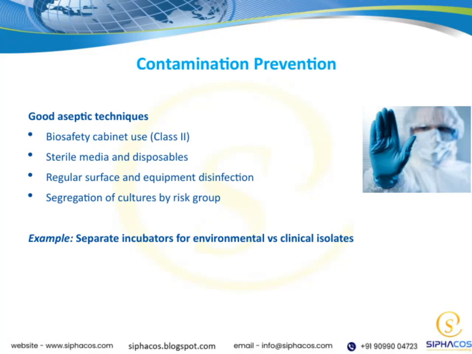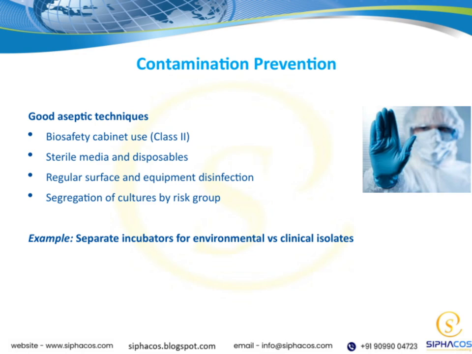Let's talk about contamination prevention. First, maintaining good aseptic techniques is crucial. This means always working carefully to prevent any unwanted microbes from contaminating our samples. Using a biosafety cabinet, specifically Class II, provides a controlled, sterile environment to work in, reducing the risk of contamination significantly. It's also important to use sterile media and disposables. Things like pipettes, tubes, and media should always be sterile before use. Regular disinfection of surfaces and equipment helps keep the workspace clean and minimizes microbial presence.